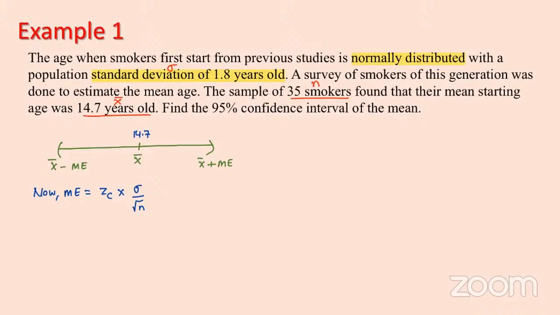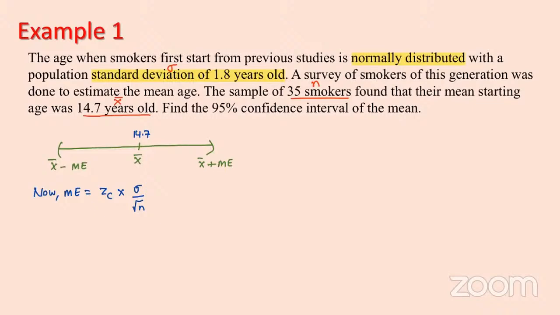Okay? And then the population standard deviation is already given. This is the standard error, which is sigma over square root of n. So sigma is already given, 1.8, and n is 35. So we have all information except Z critical. So first of all, we have to find the Z critical. We'll do the work here on the side and find that Z critical.